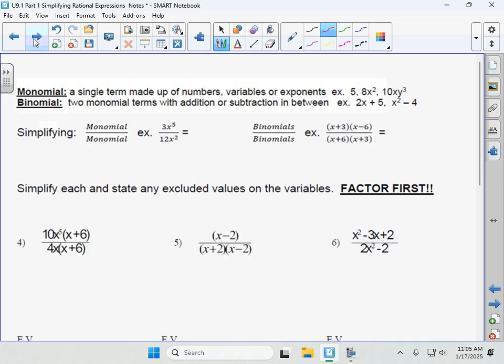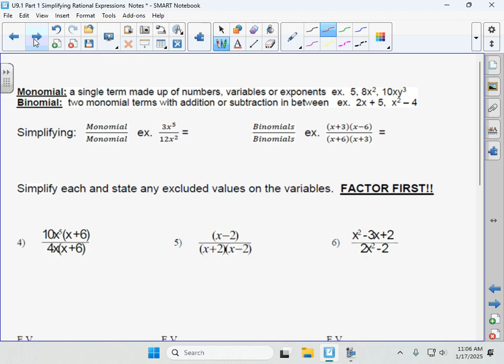Again, a review of some terms from last semester. A monomial is a single term made up of numbers or variables or exponents. For example, 5 is a monomial term, or 8x squared, 10xy cubed, those are all monomial terms. A binomial is two monomial terms with an addition or subtraction in between. So 2x plus 5 is a binomial, x squared minus 4 is a binomial.